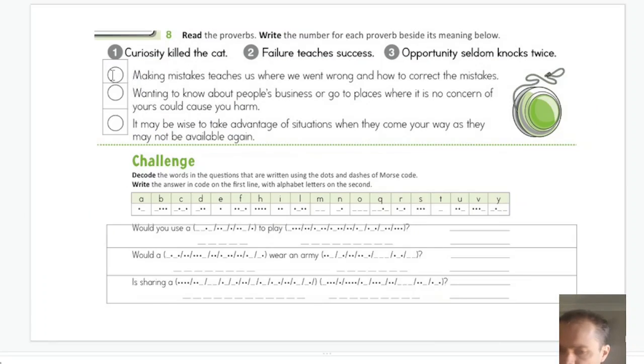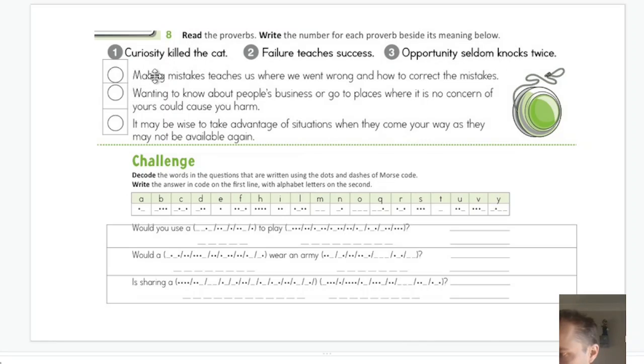Now here's where I'm going to find out if you've watched the video and you get it, or you didn't and you don't get it. There are 3 proverbs or sayings, right? 3 meanings. You're literally matching them up. So making mistakes teaches us where we went wrong and how to correct the mistakes. So for when you have that situation, do you say, curiosity killed the cat? Do you say, failure teaches success? Or do you say, opportunity seldom knocks twice?